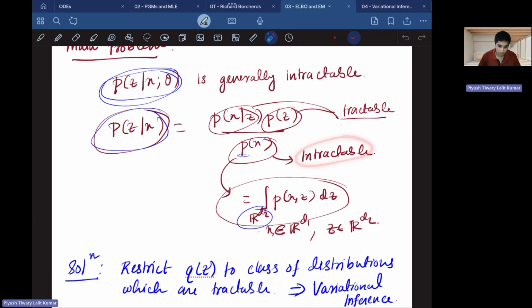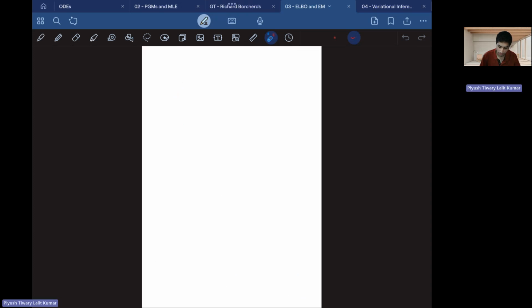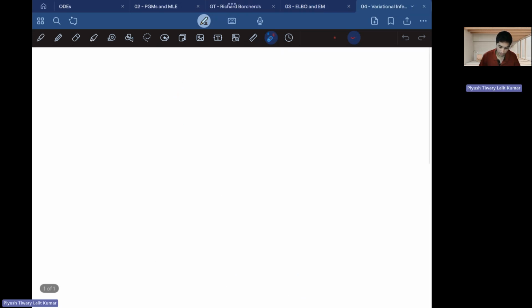And so what is the solution? What do we do with it? The solution is basically, okay, we cannot set q(z) to be exactly equal to this p(z|x). So what we can do is restrict q(z) to a class of distributions which are tractable. Maybe we'll see what we mean by that today. And this leads to a class of inference algorithms called variational inference. So let's have a look at it.